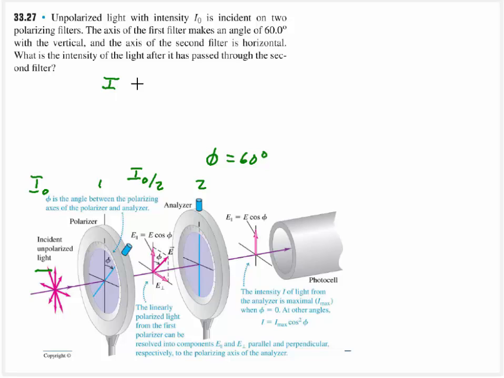So we're going to say that the intensity is going to be equal to, first we're going to lose I0 divided by 2 going through the first polarizer, and then the second polarizer is going to take off cosine squared of 60, essentially Malus's law. So we go ahead and punch all those into a calculator, and we're going to say the intensity is 0.375 of the initial intensity.